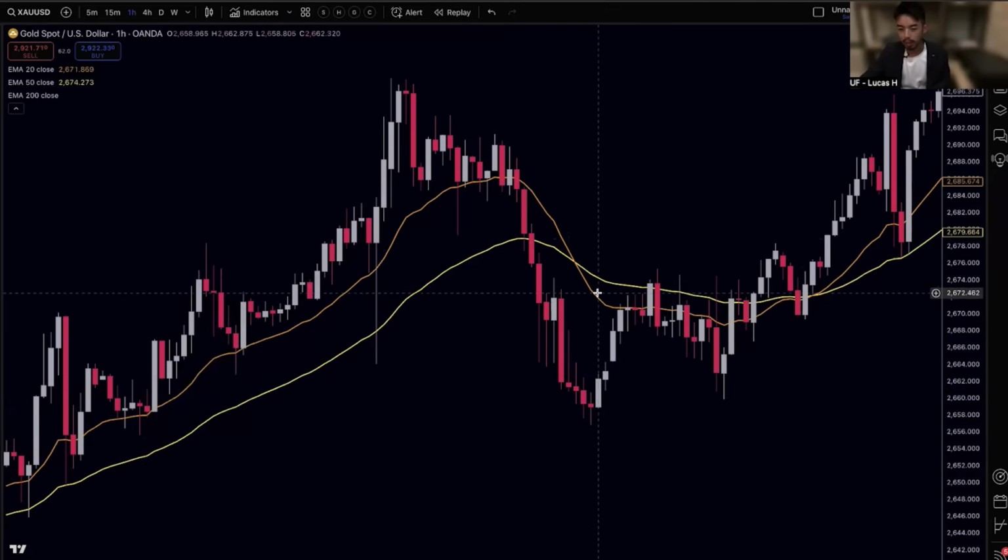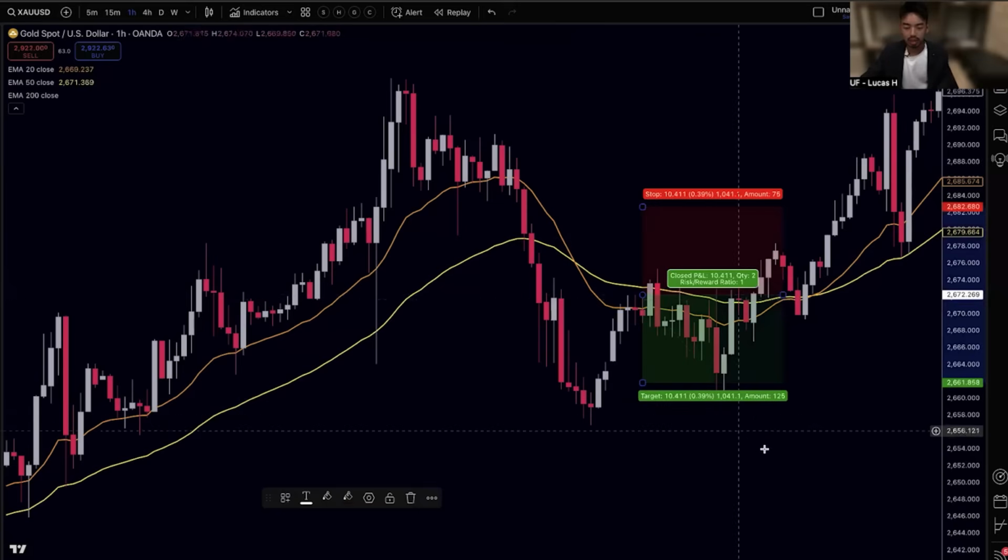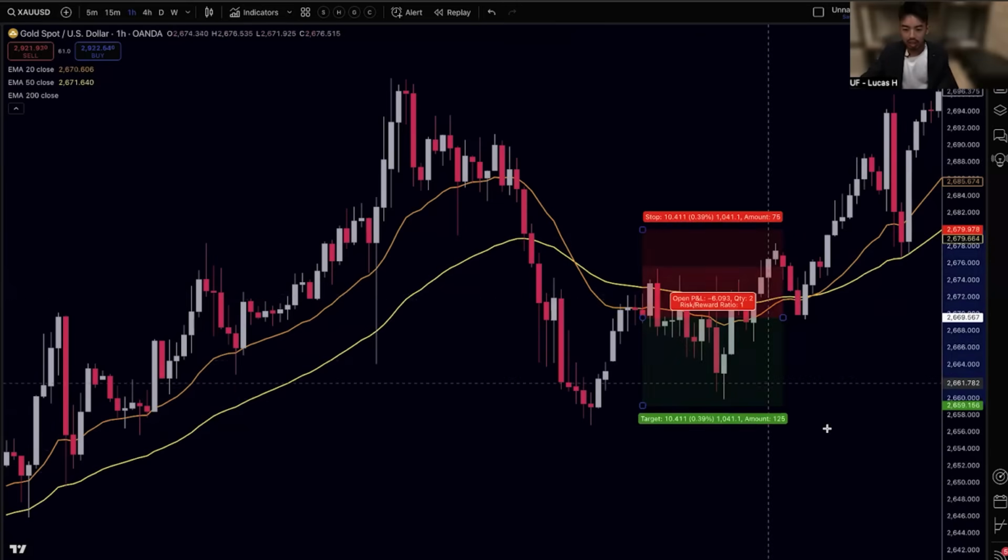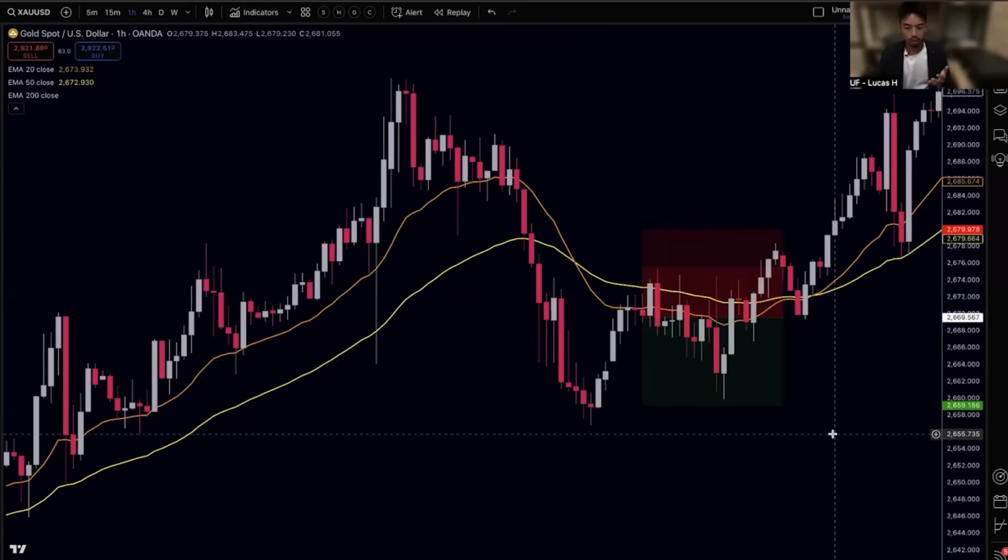Okay, the 20 EMA and the 50 EMA have crossed over. Let's say we take the same approach where we just get in on a pullback. This is moving into a downtrend. We are assuming the trend is reversing. Let's take a sell position here. If that's the case, again, it will end up in a losing trade.